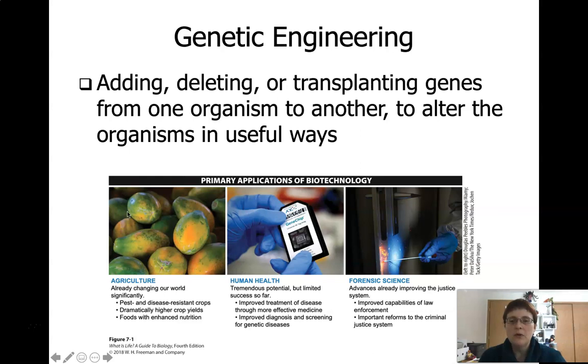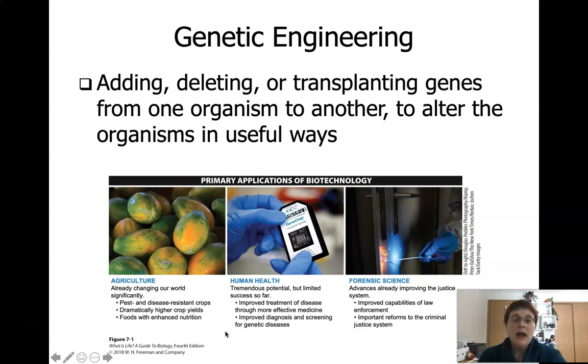So for example, we've got papayas here. Papayas in Hawaii almost went extinct because of a disease called ring spot disease. And we genetically engineered these with genes from other organisms to protect them from that ring spot. So they actually inserted genes from other organisms to help protect them. So we can do this in agriculture. We'll talk about some different ways we've done that.